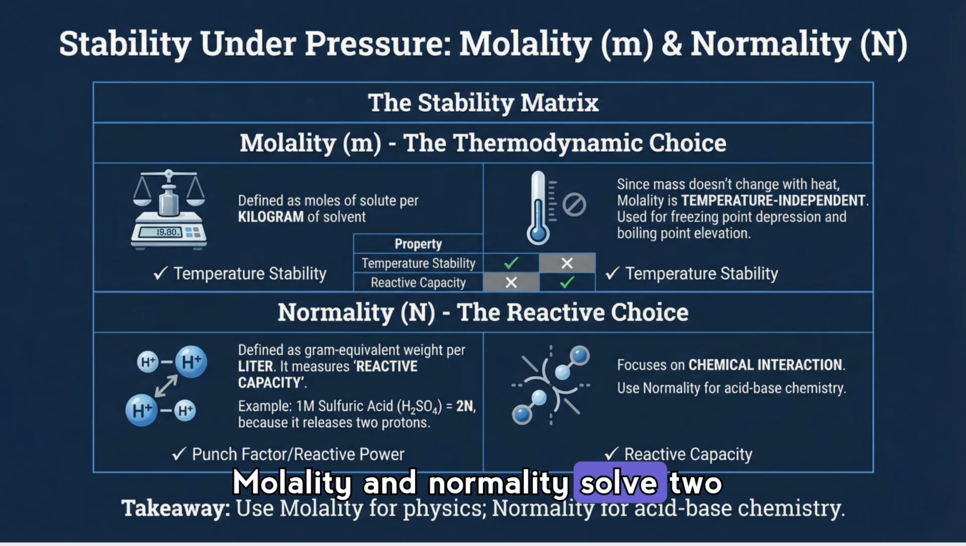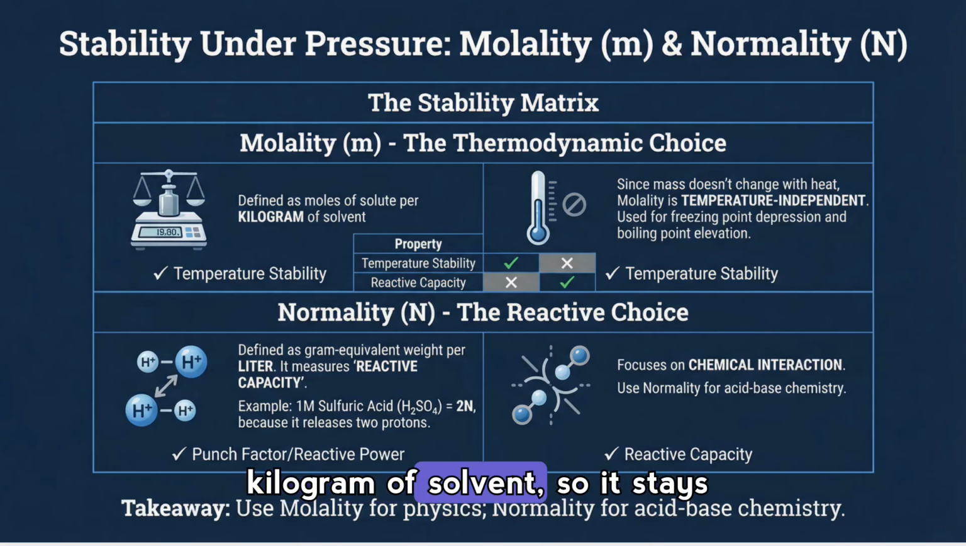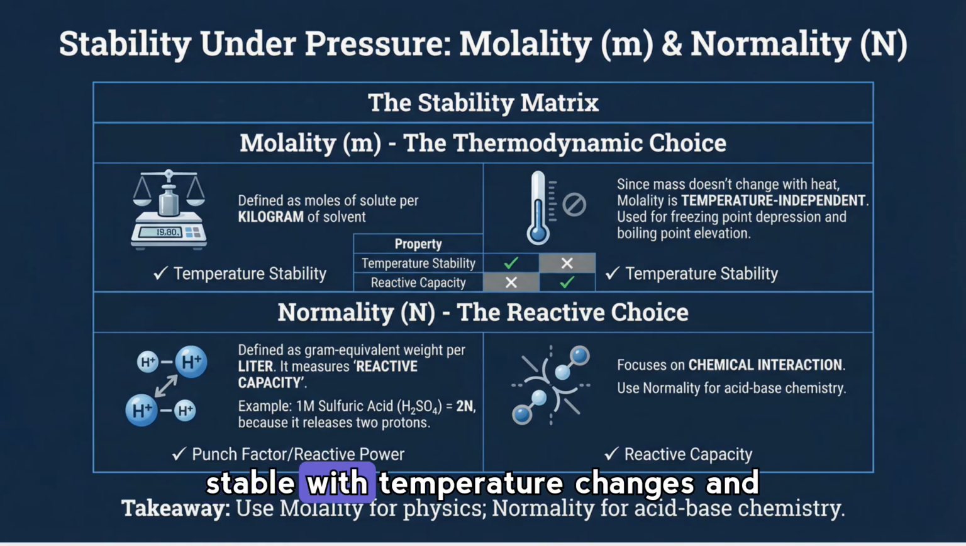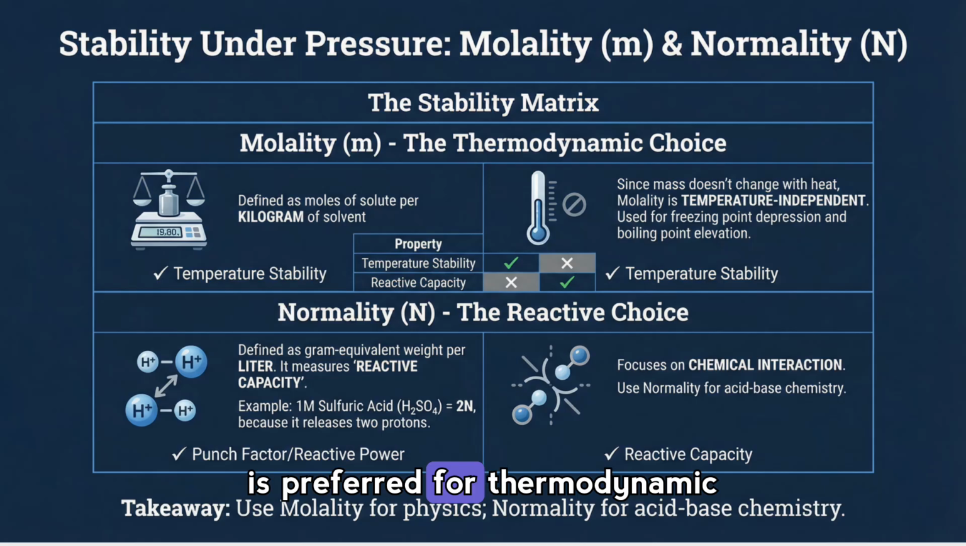Molality and normality solve two different problems. Molality measures moles of solute per kilogram of solvent, so it stays stable with temperature changes and is preferred for thermodynamic effects like freezing point depression. Normality measures gram equivalent per liter and captures reactive capacity useful for acid-base chemistry. For example, 1 molar sulfuric acid equals 2 normal because it donates 2 protons.